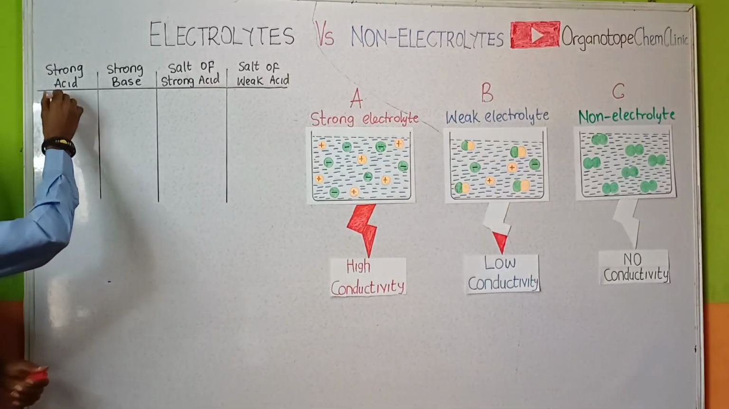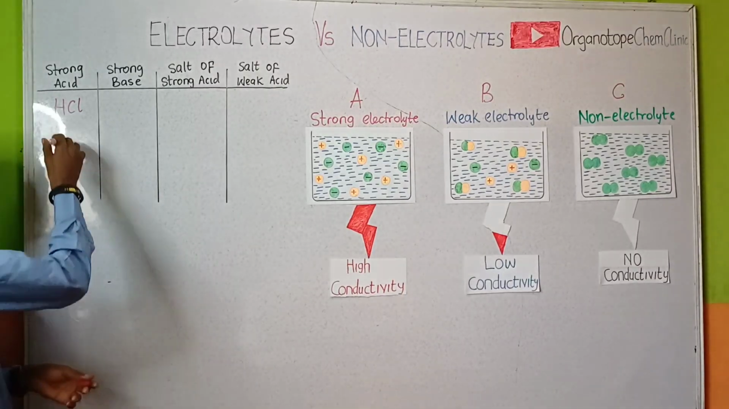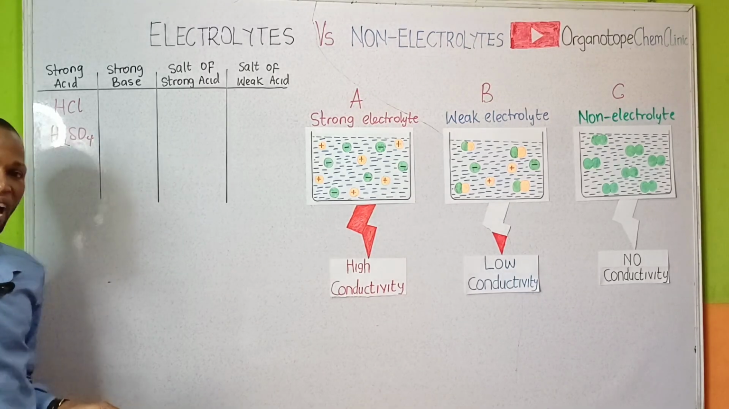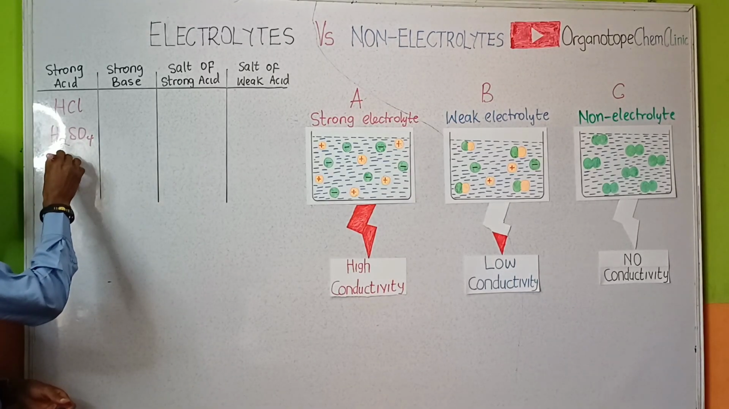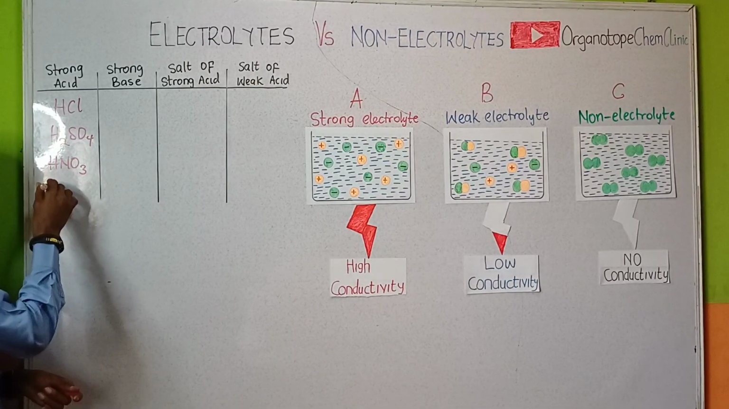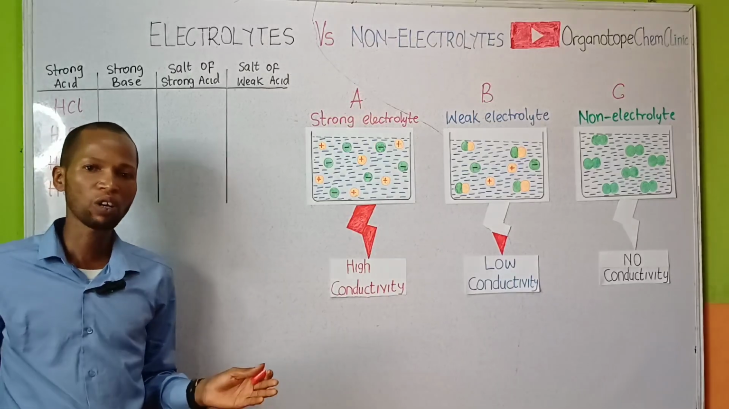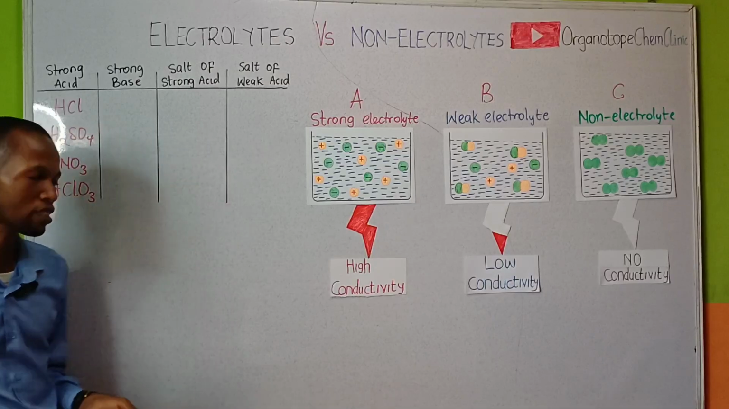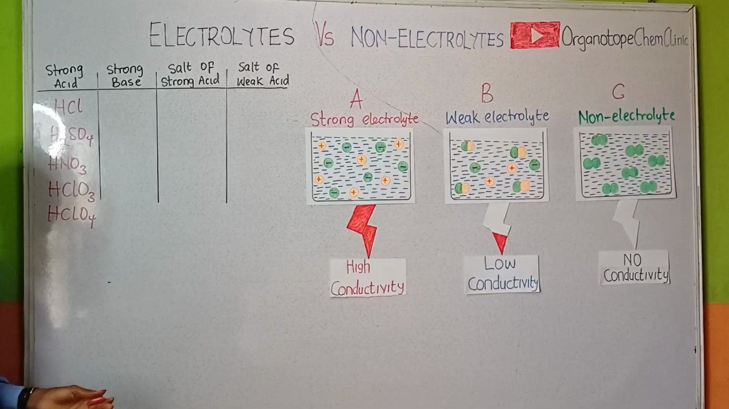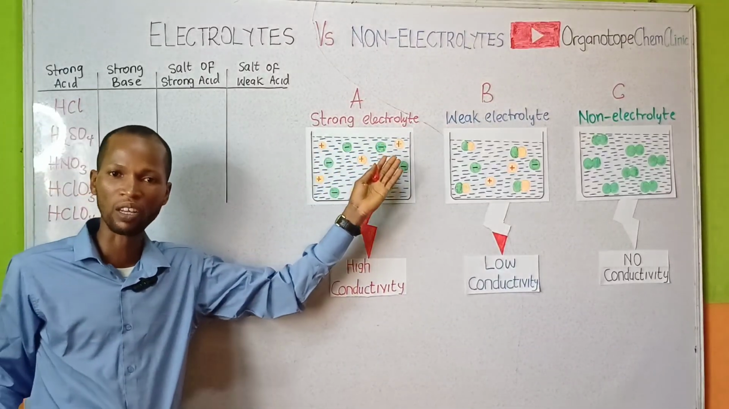We have hydrochloric acid, which is a strong acid. Tetraoxosulfate(VI) acid is a strong acid. Trioxonitrate(V) acid is a strong acid. Also, we have chloric acid, which is also a strong acid. And lastly, we can also consider perchloric acid, which is also a strong acid. Okay? So right here we have the list of the strong acids which are said to be strong electrolytes.